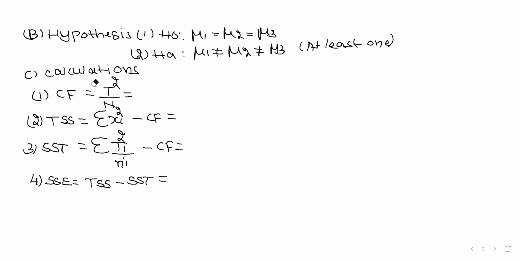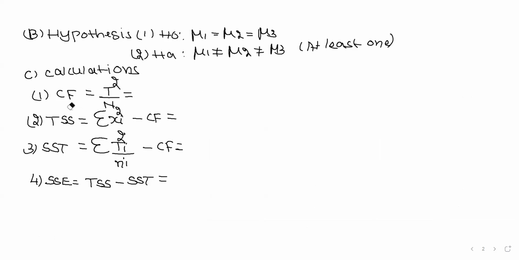Okay, then the alternate hypothesis is the reverse of this, the opposite of this. It is equal to, not equal to. At least one, all the 3 may not be equal. At least one may be unequal. Okay, that is the meaning.